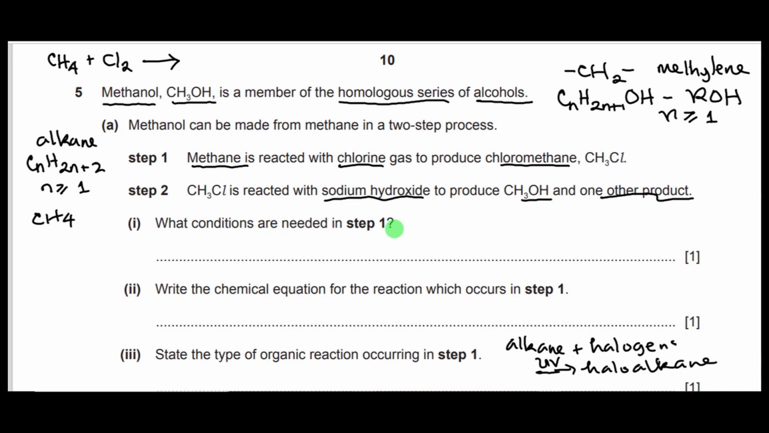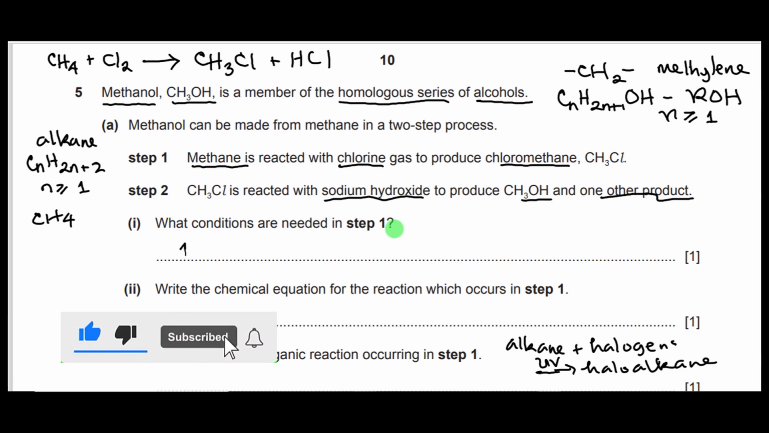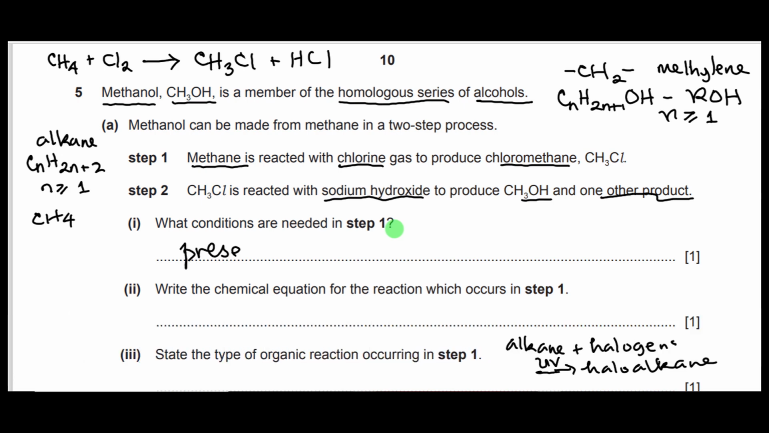That's methane reacted with chlorine gas to produce chloromethane. From this reaction, this will give us CH3Cl plus HCl. So the condition is the presence of sunlight or UV light. It's a photochemical reaction.